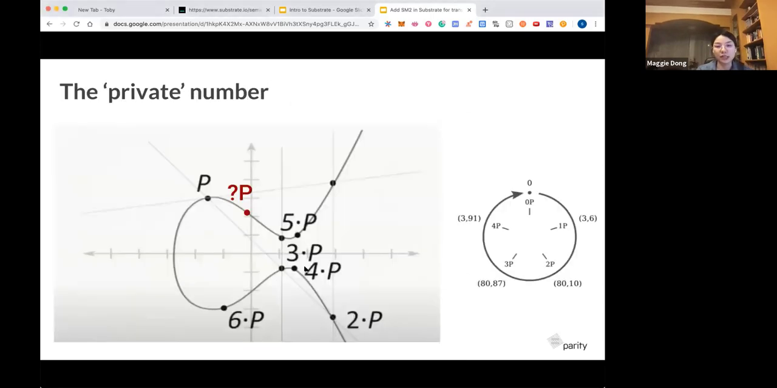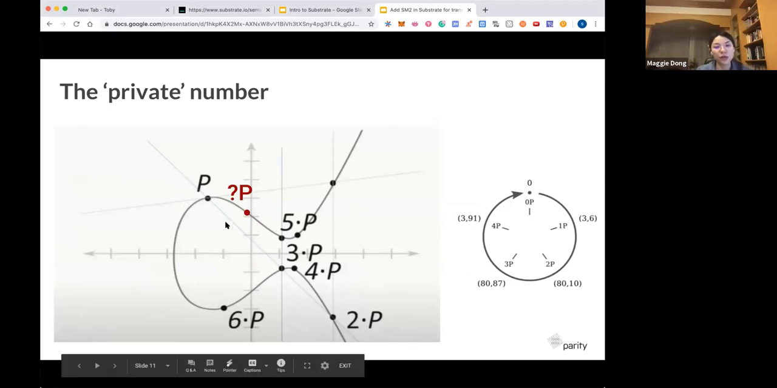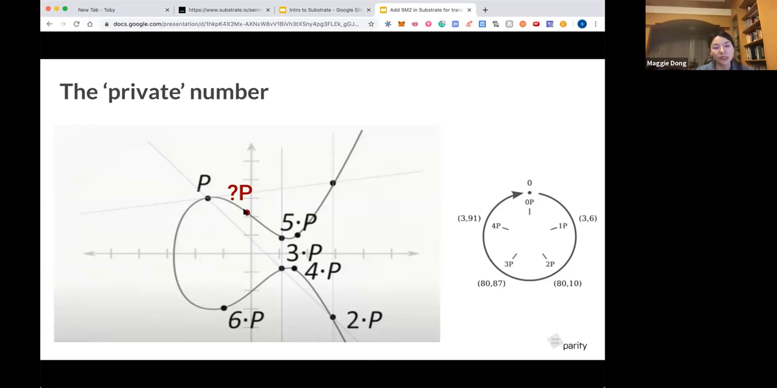And you can see from what we demonstrated before that if we only know the point on the curve, without knowing the question mark's value, it is impossible to deduce the question mark from this point.